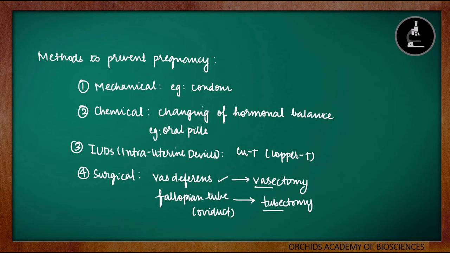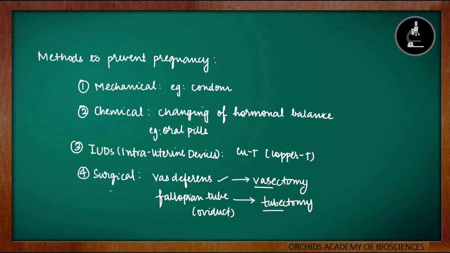So in vasectomy, the vas deferens is cut and ligated so that the sperm cannot travel through it and reach the penis, through which it is released into the vagina. And in tubectomy, the fallopian tube is cut and ligated so that the sperm will not reach the egg. So these are the surgical methods. While surgical methods are very safe in the long run, the surgery itself can cause infections. So these are its disadvantages.